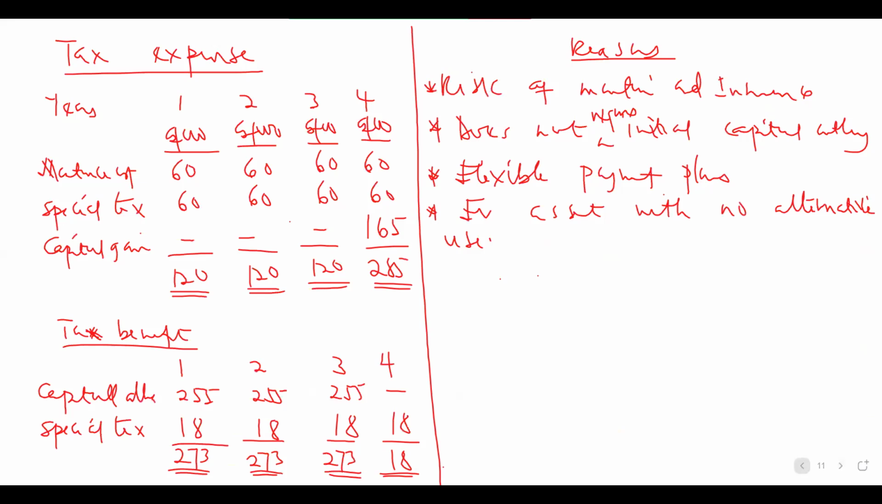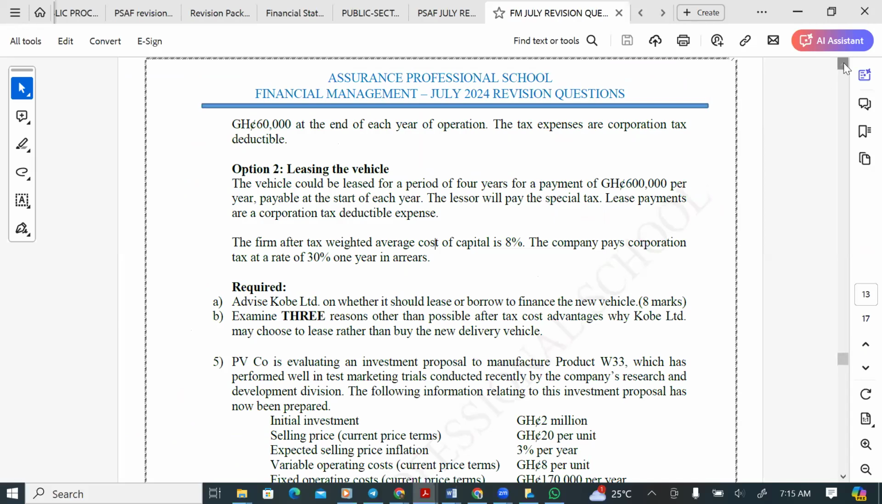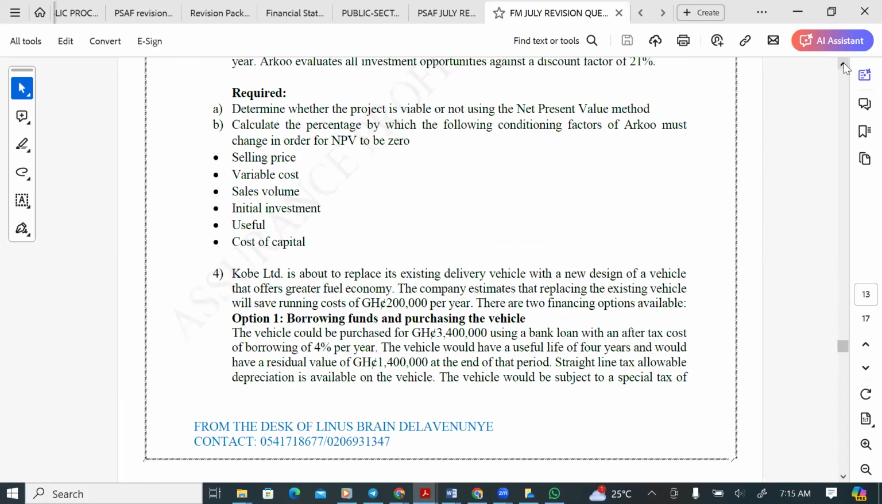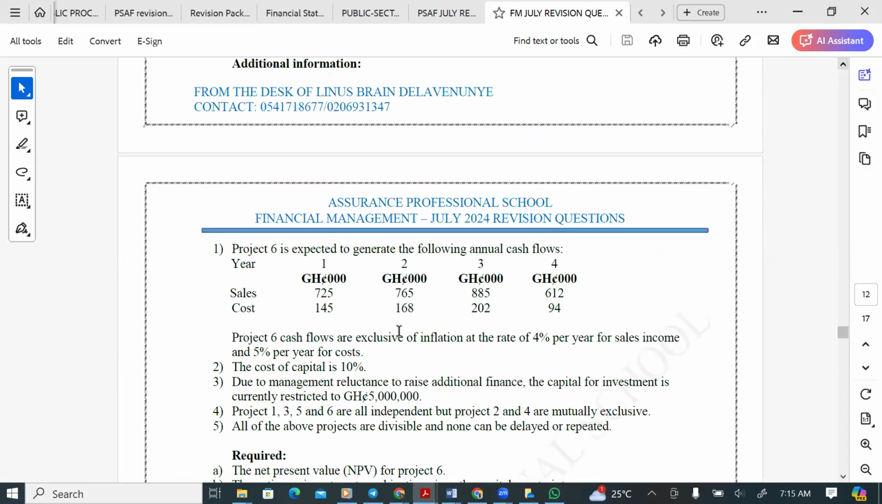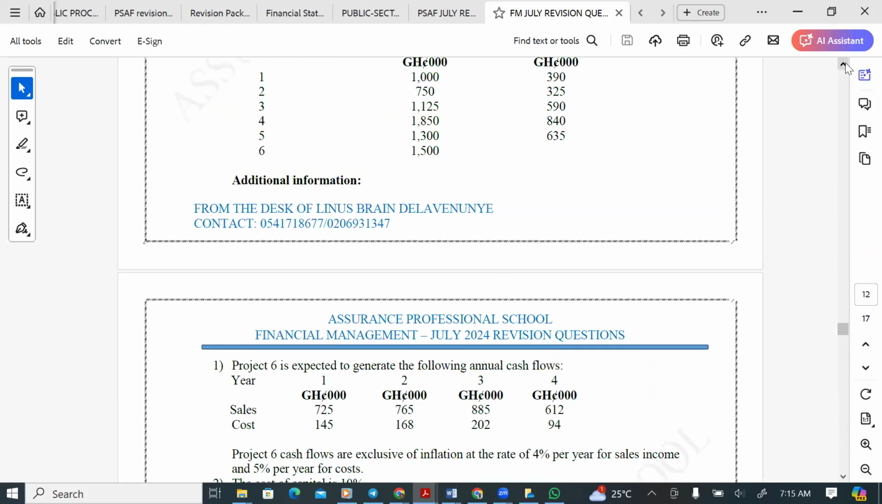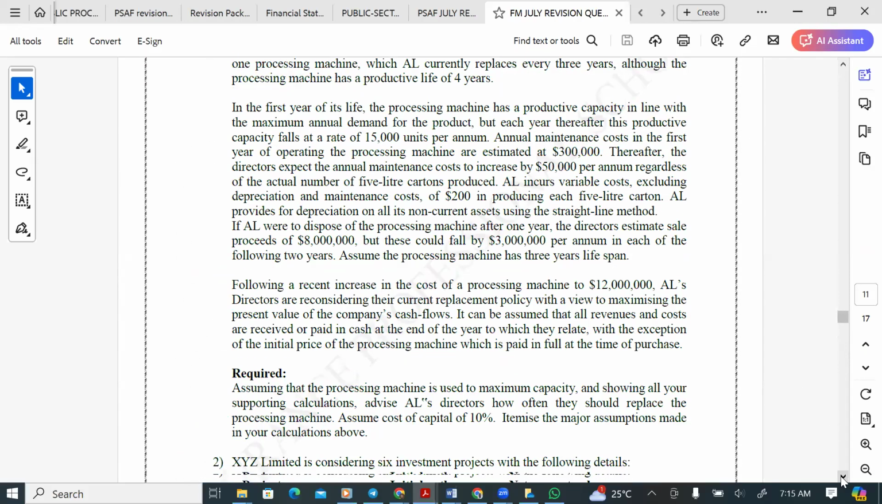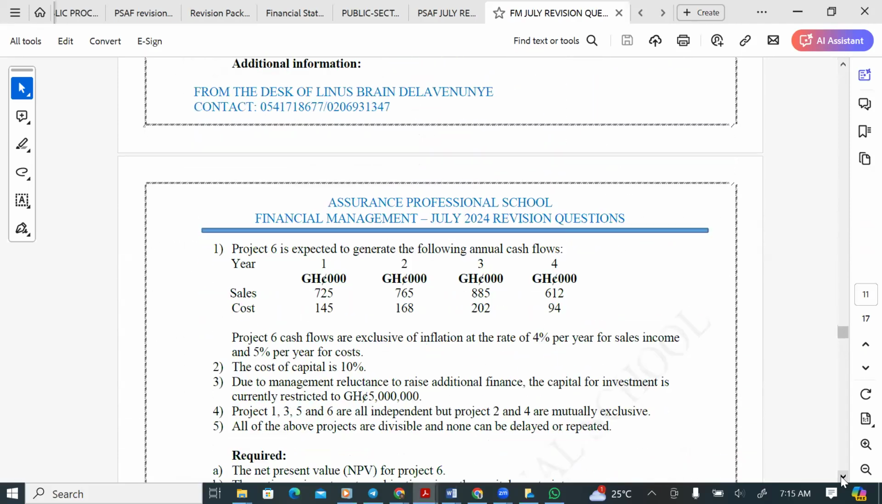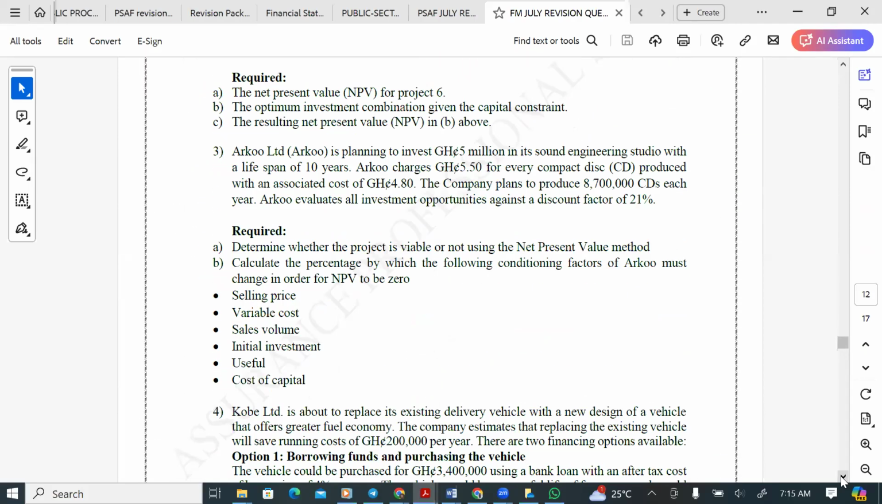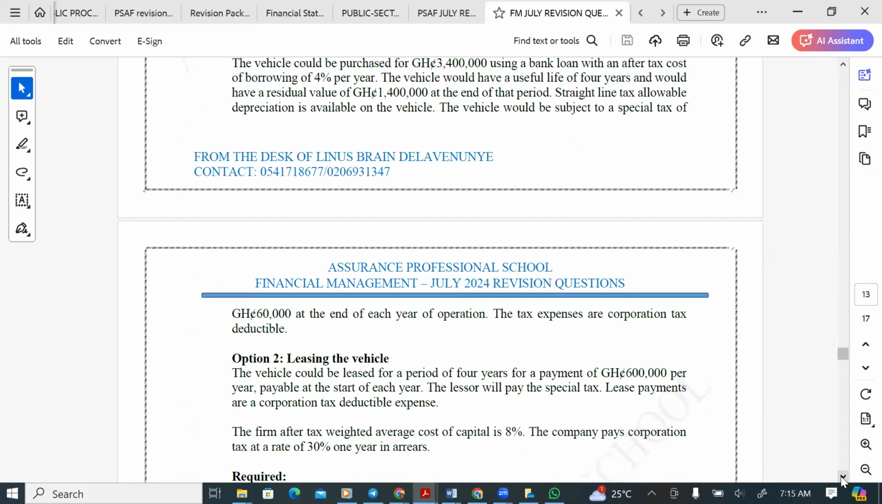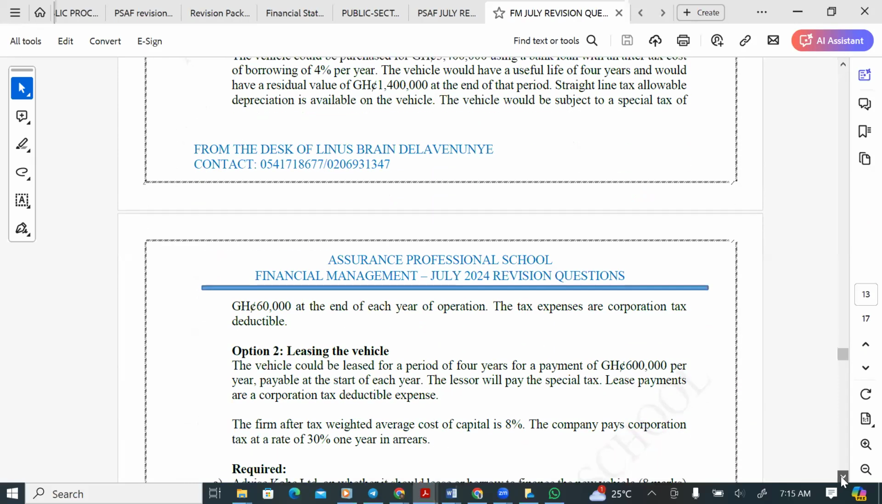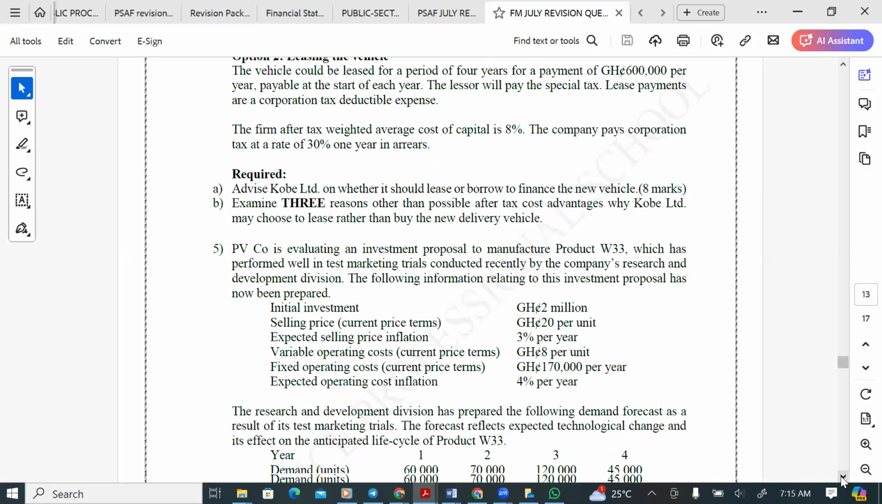Everything that you have to know about investment appraisal, all the things that we have done, they are all advanced investment appraisal issues: sensitivity analysis, NPV and profitability index, replacements, capital rationing, and lease or buy. Sensitivity analysis, lease or buy, and replacement are the advanced ones.